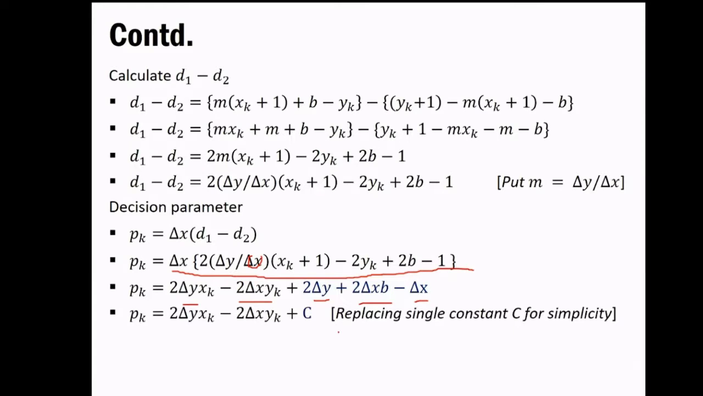Okay, so once you get this, the next step says that you have to replace this thing. You have to again substitute this with a simple constant, that is c. So what will be replacing is 2 delta y plus 2 delta x b minus delta x. So we'll replace this with c now, to make it simple. Because at the end we are going to use this in our numericals.